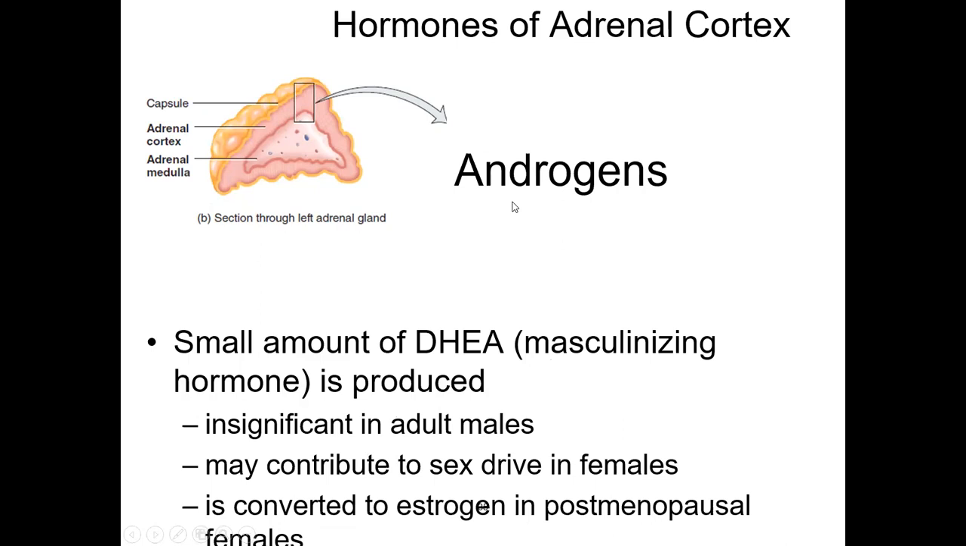The last hormone is DHEA from the cortex. This belongs to the group of hormones called androgens, or masculinizing hormones. Adult males have plenty of testosterone for masculinizing, so it's not important. But in females, this can be converted to estrogen, which is a major driver of breast and uterine cancer growth. And for normal biology, DHEA increases libido, sex drive, in females.